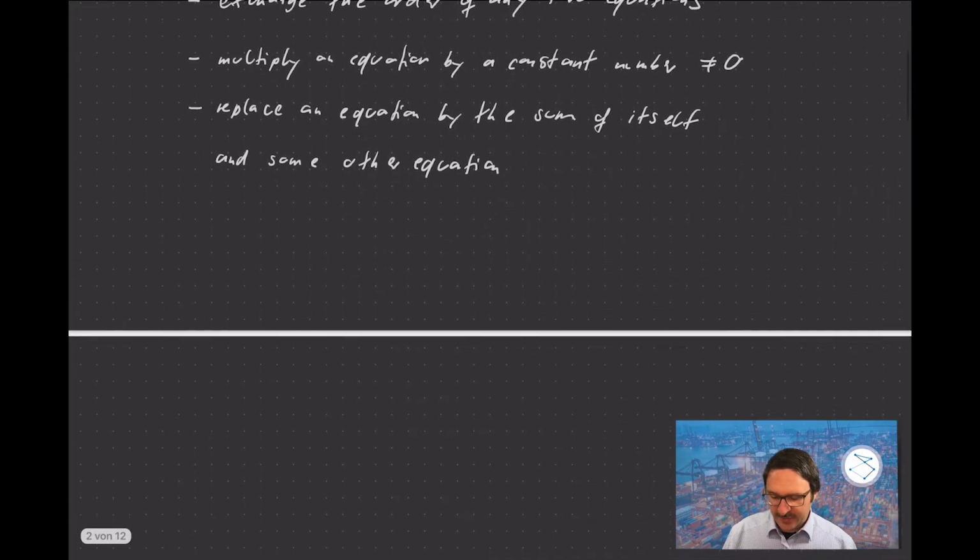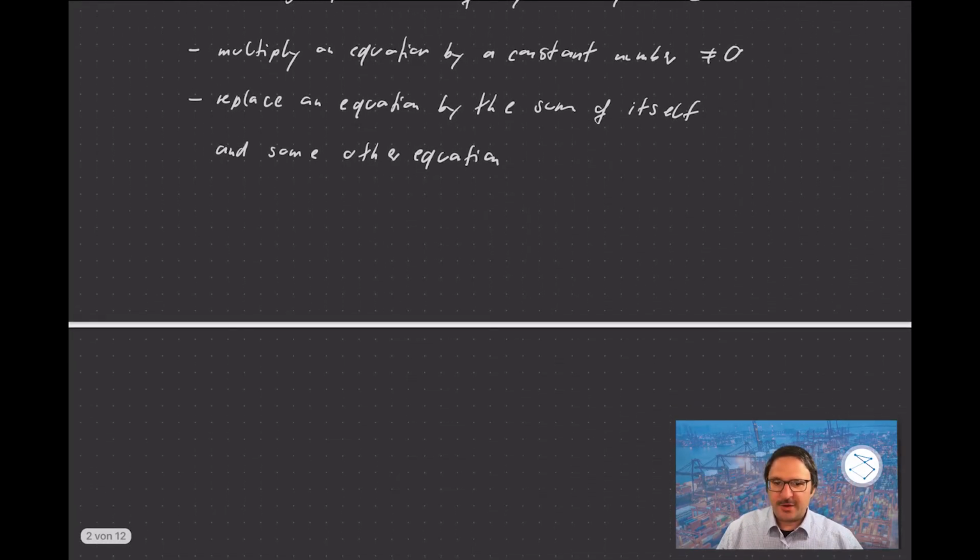Okay, so these three ideas can be translated into tableau form. And through successive application of these three steps, we can transform our tableau into echelon form. And that is basically the idea of Gaussian elimination.